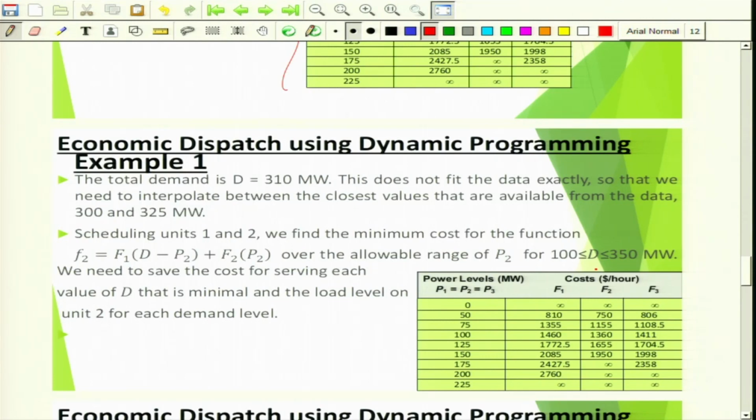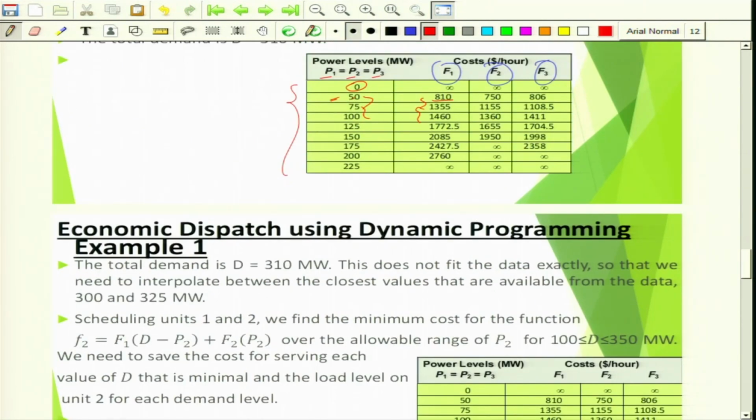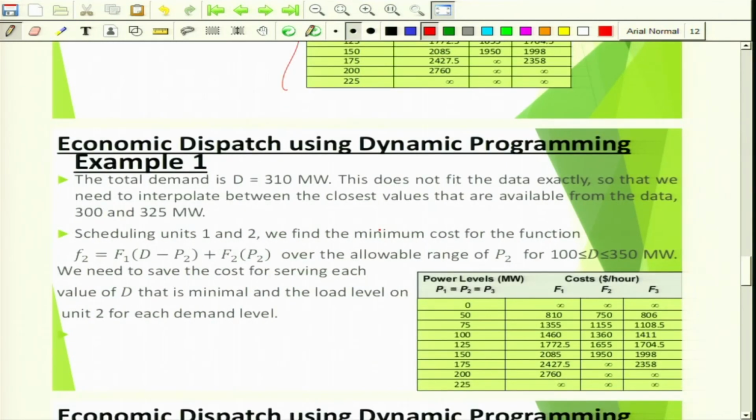Now let's say a problem is given where you need to identify the best possible generations for the load demand of 310 megawatt. This does not fit the data directly, right, because there is no generation value exactly equal to 310 megawatt. Any possible combination you take would give you either 300 megawatt or 325 megawatt, but your demand lies between 300 and 350. So we need to interpolate ultimately, right?